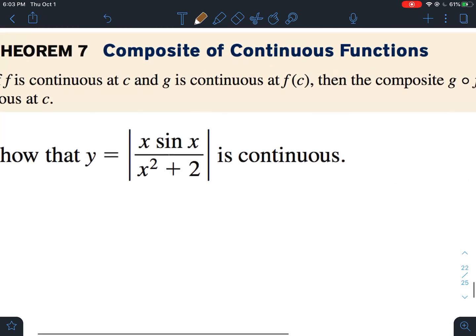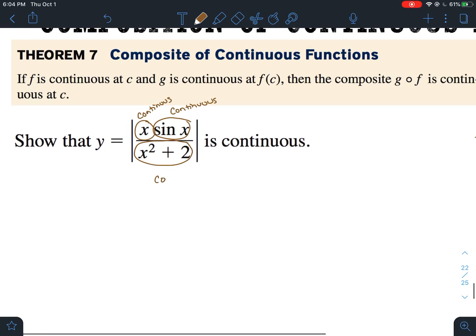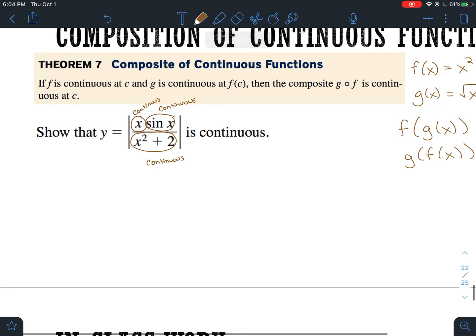So if I looked at this ugly guy, I know that sine x is continuous because I know what its graph looks like. I know what x looks like. It's a straight line, so that's continuous. I know what x squared plus 2 looks like. That's a happy parabola that moved 2 up. So that graph is continuous. And I know since if I multiply or divide continuous functions, that the function stays continuous.